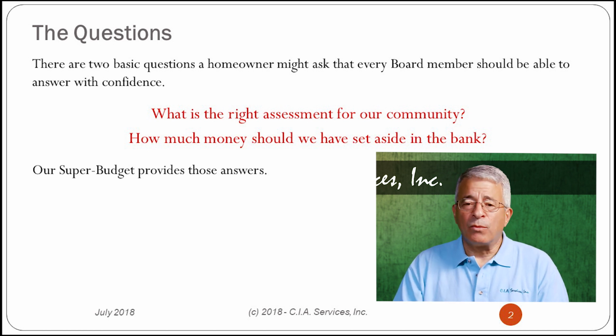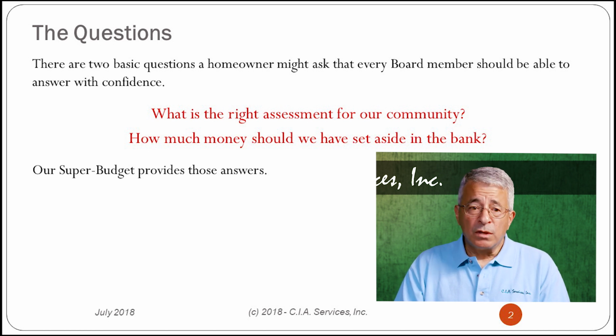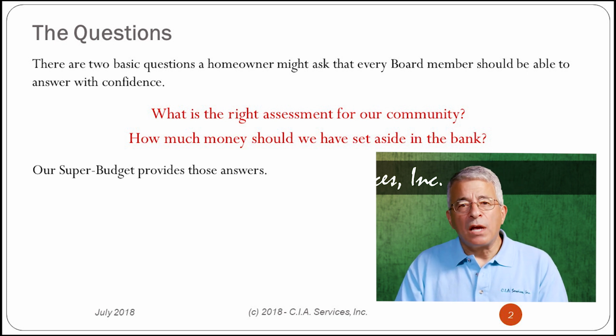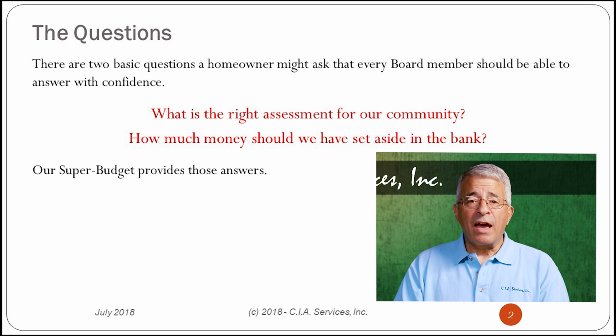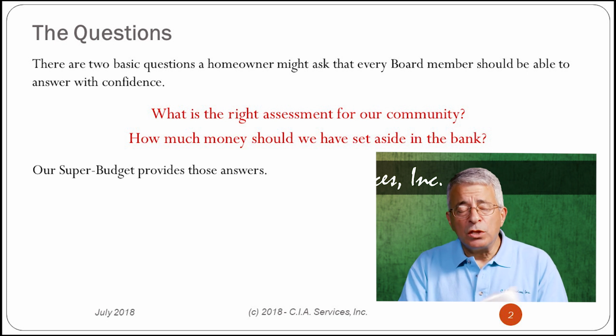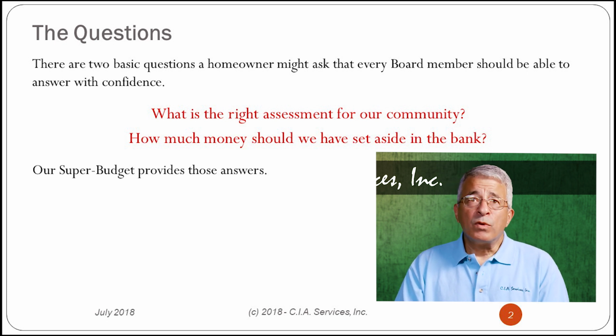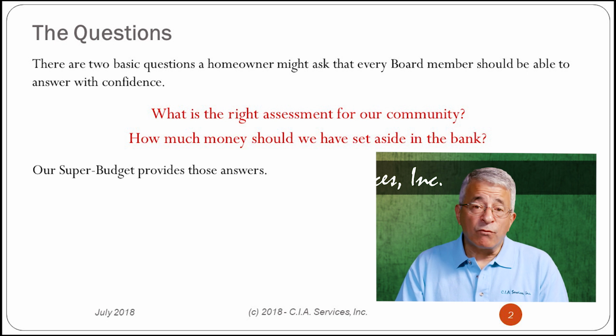Sometimes they'll be stumbling, well, we need to have enough in the bank to handle when the clubhouse burns down and enough for a rainy day. There's a lot of stumbling, but answering that question is really very simple if you have the benefit of a SuperBudget, which looks at the full responsibility of the association from a financial standpoint.